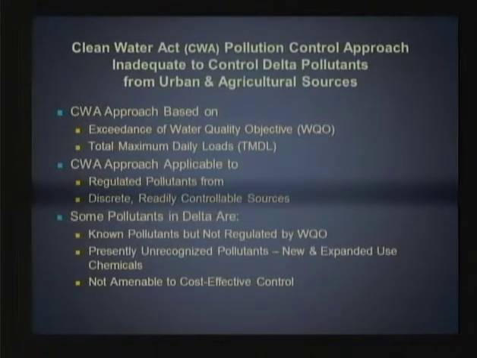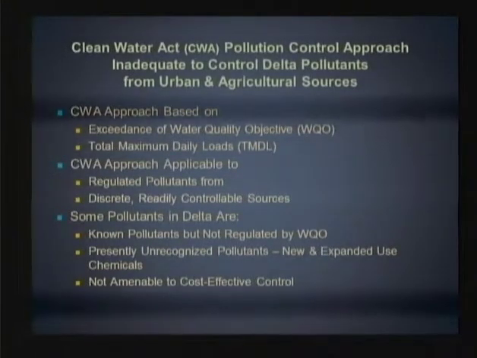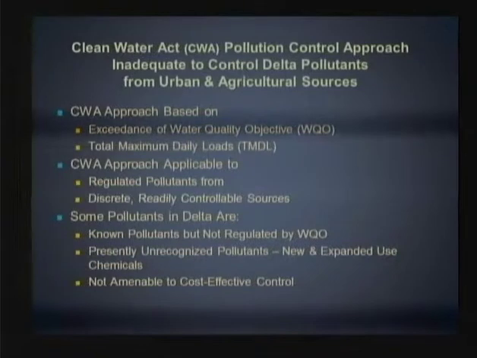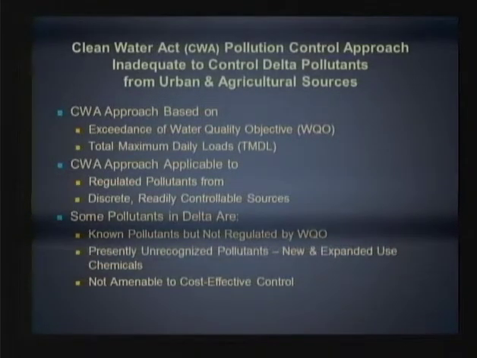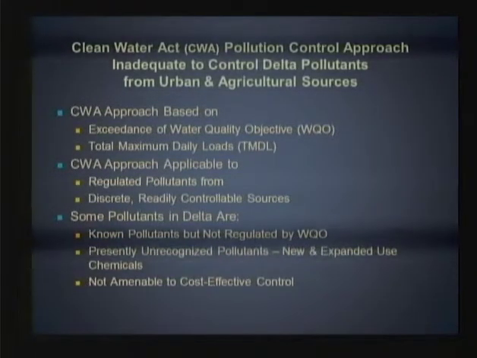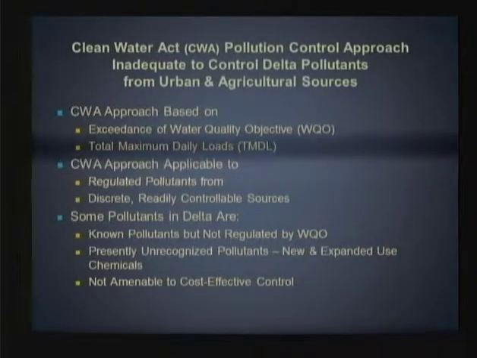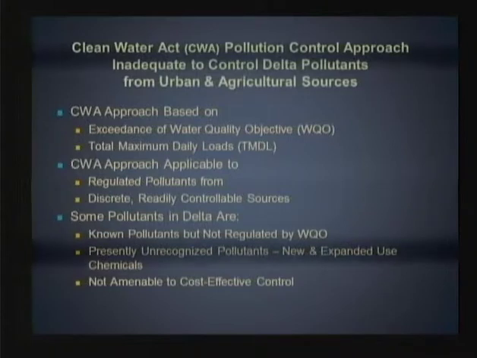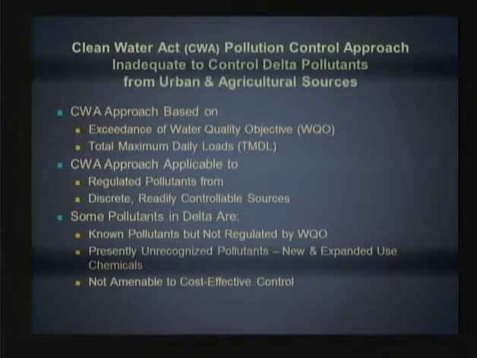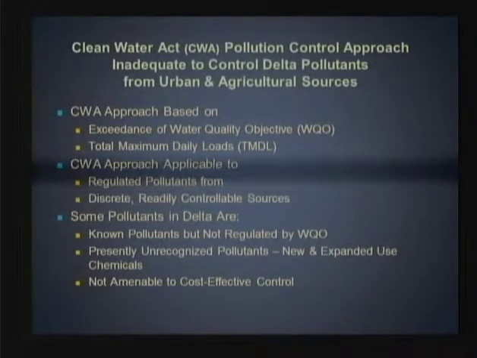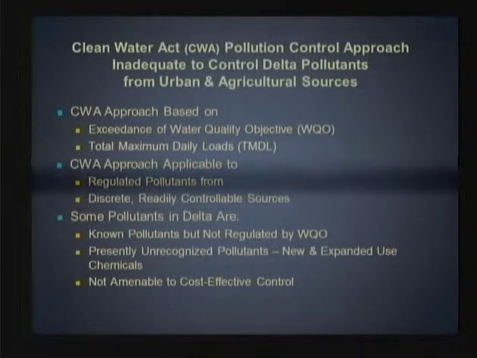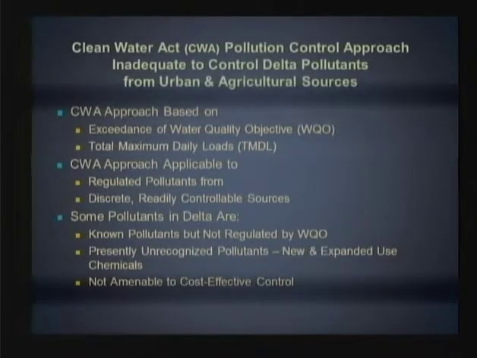Now, if we look at this whole issue of the Clean Water Act, and I've been involved with this since it was first passed back in the 70s, the Clean Water Act approach is based on exceedance of water quality criteria, standards, or in California what we call water quality objectives. Once there's an exceedance of a water quality objective, we establish a total maximum daily load to control these exceedances. This approach has worked well for certain discrete, readily controllable sources such as municipal and industrial wastewater discharges. It is not working well and will not work well for a variety of other pollutants that are coming from non-point sources.